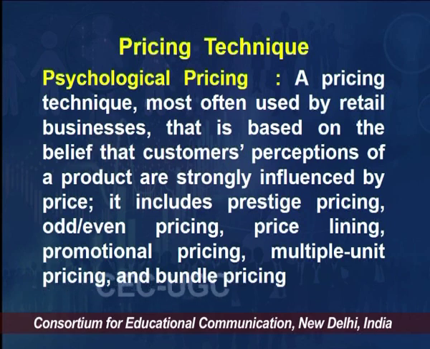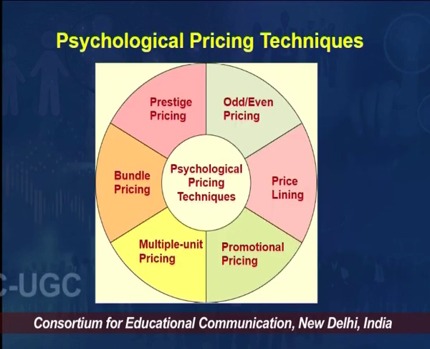When I say psychological pricing, there are different terms that come in front of us: prestige pricing, odd even pricing, price lining, promotional pricing, multiple unit pricing, and bundle pricing. So these are the different terms we come across when we talk about psychological pricing techniques. What are prestige pricing, odd even pricing, price lining, promotional pricing, multiple unit pricing, and bundle pricing? All these are different shades or colors of psychological pricing techniques.